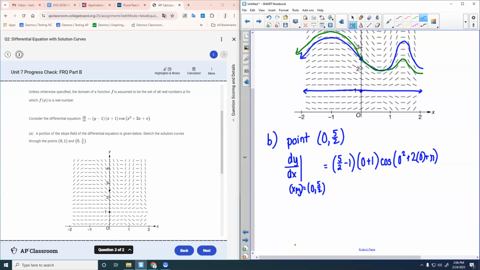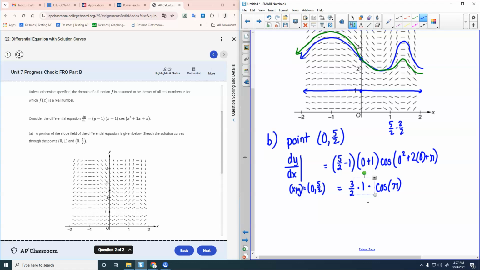And technically, you don't have to simplify this, but it's going to be hard to write the equation of the tangent line when that is your slope, right? It's ugly. So I would actually simplify here. So 5 halves minus 1 is going to be 5 halves minus 2 over 2. That's going to give you 3 halves. 0 plus 1 is just 1. And then we got cosine of pi.